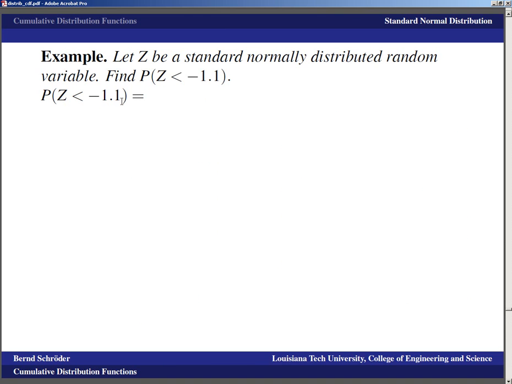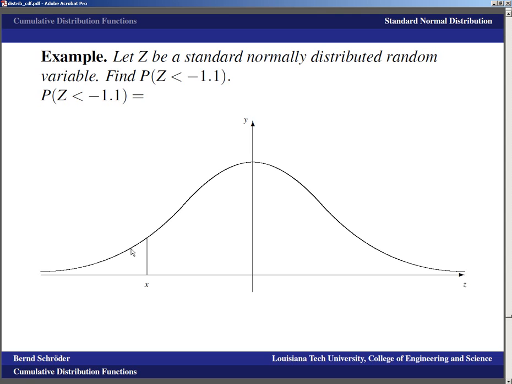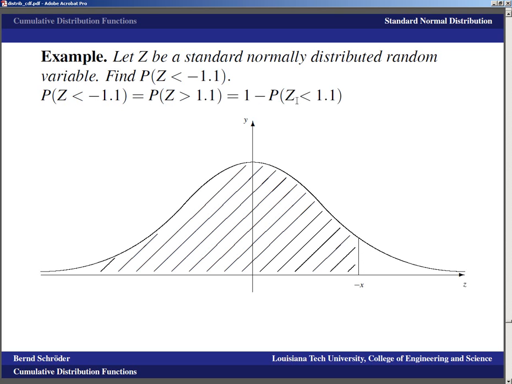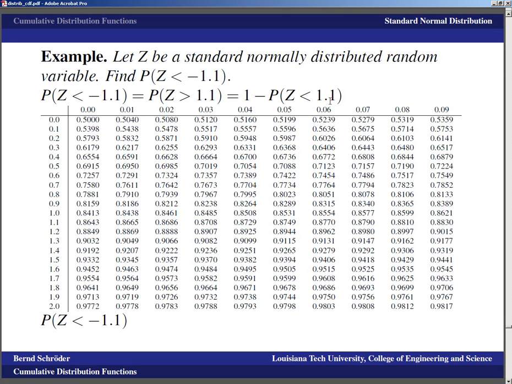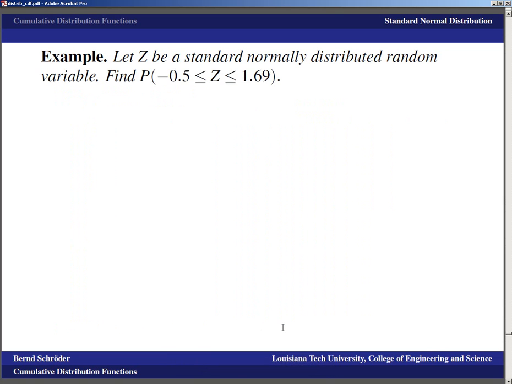If we're interested in the probability that z is smaller than negative 1.1, well, for normal distributions, if you're interested in the area to the left of a negative number, that's the same as the probability to be to the right of the corresponding positive number. So this is the probability of z greater than 1.1. And that's 1 minus the probability of z smaller than 1.1. And that is something we can compute with the table. Probability of z smaller than negative 1.1 is approximately 1 minus 0.8643. Okay, I didn't do the animation anymore because that's pretty primitive here anyway. And that turns out to be 0.1357.